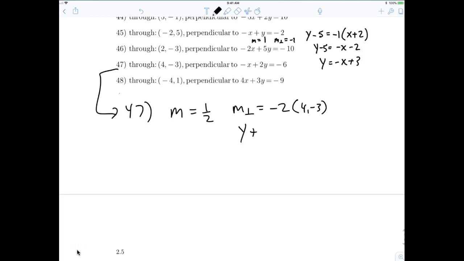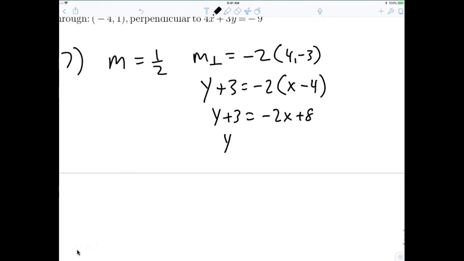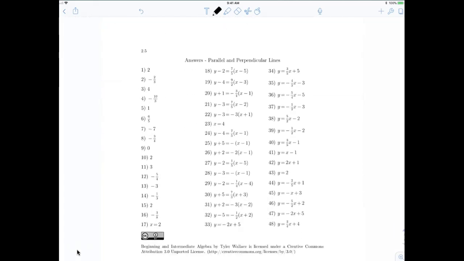y plus 3 equals negative 2 times x minus 4. Amazing. Keep going. So that would be y plus 3 equals negative 2x minus 8. No, positive 8. And then y equals negative 2x plus 5. Nice work. Is everybody happy with that? Yes. All right.